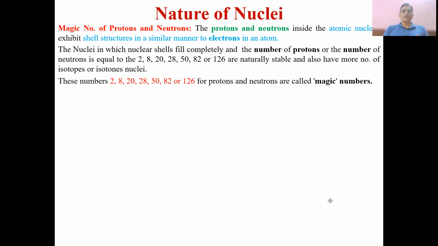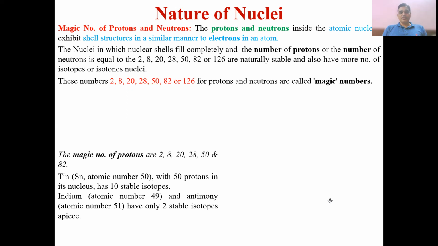So these numbers, 2, 8, 20, 28, 50, 82 and 126, for the protons or the neutrons are called the magic numbers. The magic numbers of the protons are 2, 8, 20, 28, 50 and 82, because till date the element having atomic number 118 is the highest atomic number of a discovered element in the periodic table, and no element having atomic number 126 has been discovered.